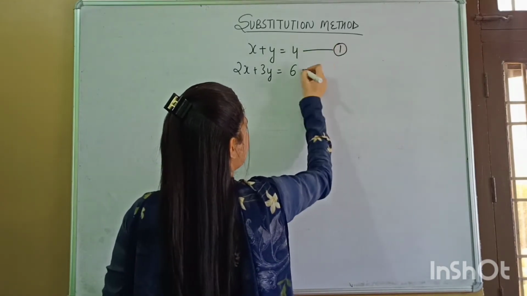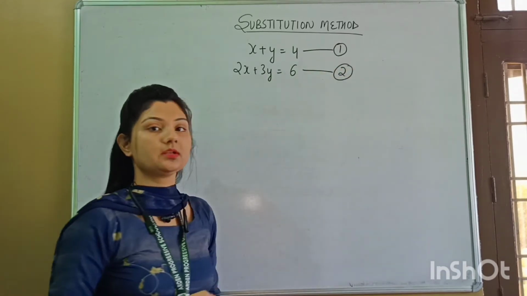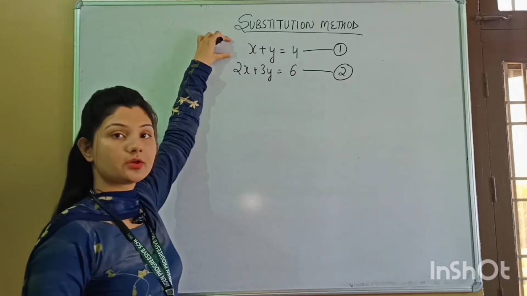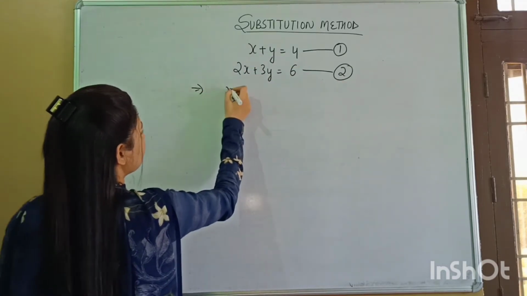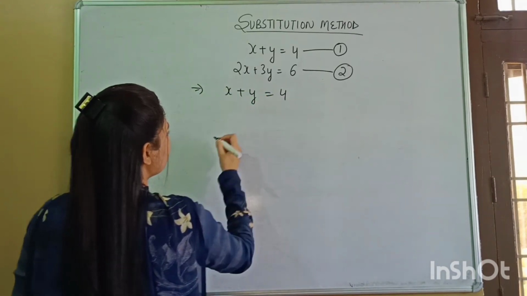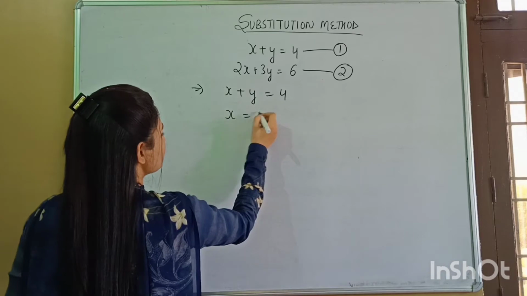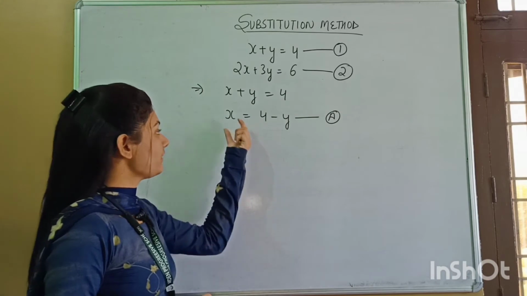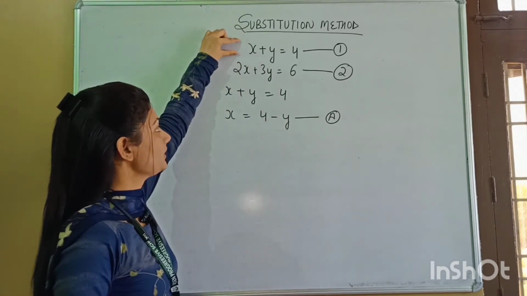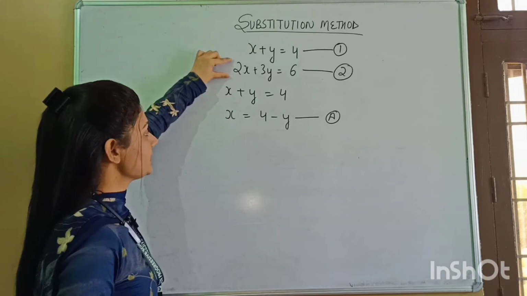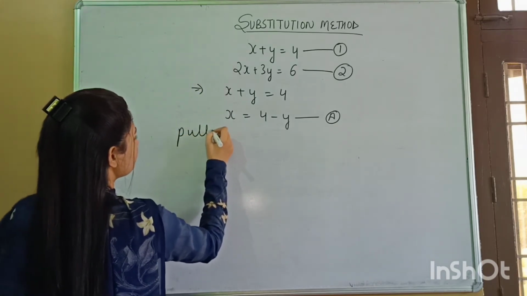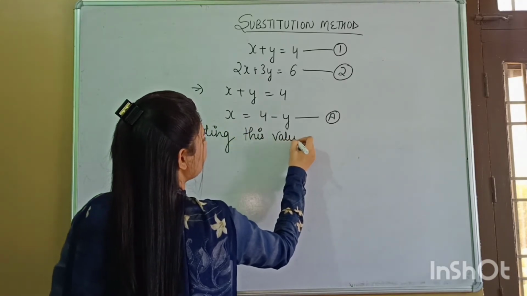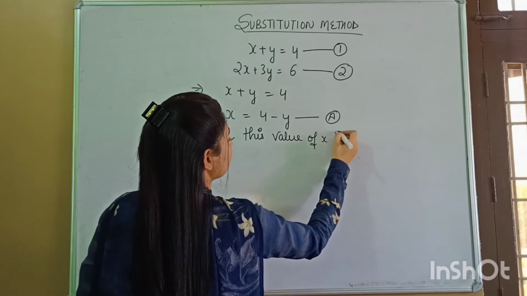Name one equation as 1 and second equation as 2. We have named this equation as equation 1 and equation 2. So we will take out the value of x from equation 1. What is written here? x plus y is equals to 4. So this plus y will go to the RHS and it will become 4 minus y. Name it as A. So now we have got the value of x from first equation. We will put this value of x in the second equation. So putting this value of x in equation 2.